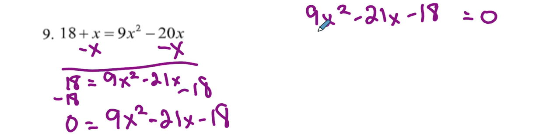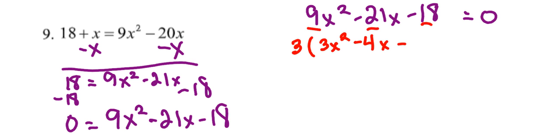First of all, you should always look, is there a greatest common factor that can come out? And we can factor 3 out of here, and we would get 3x squared minus 4x minus 6. Notice all of those are divisible by 3.